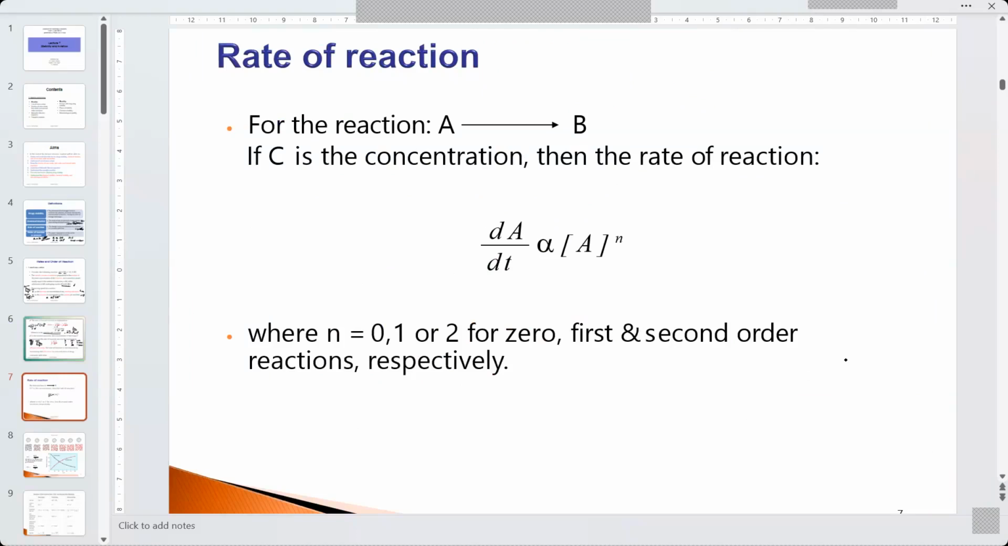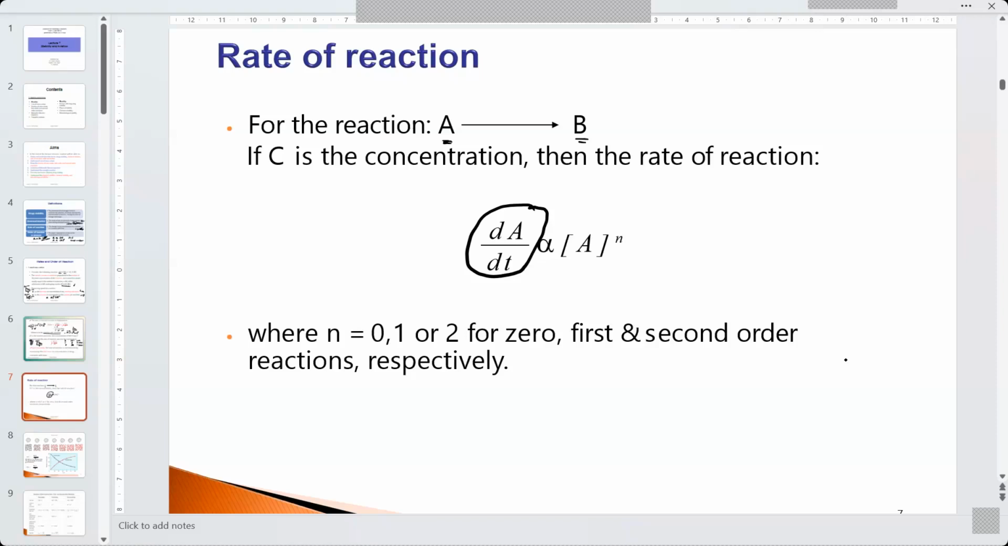So if you have a simple equation for one product, you are studying the degradation of a certain drug A that will give a degradation product B. Then the rate of reaction, d is delta, means the small amount of A consumed during a small time interval. So amount divided by time, this is the rate of reaction, and it is proportional to A to the power n, the number of molecules. If the number of molecules is 1, then the power is 1, then it is first order. Okay? n may be 0, maybe 1, maybe 2.